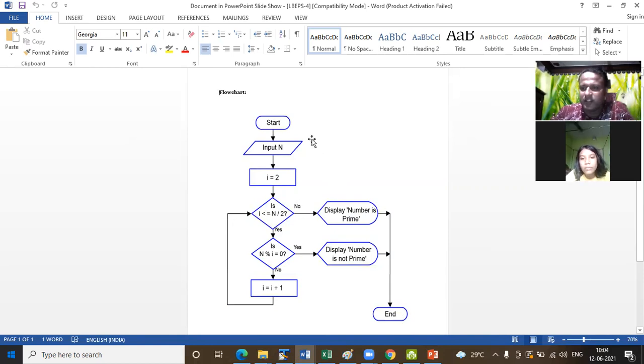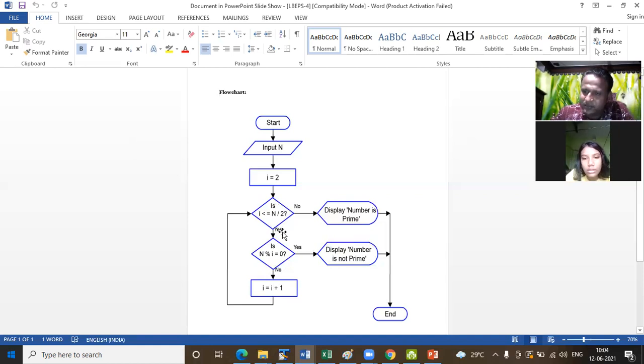And, okay. Suppose here I have taken 8. Start, input 8. Okay. i is equal to 2. Is 2 less than or equal to 8 by 2? 8 by 2 is 4. So 2 is less than or equal to 4. Yes, 2 is less than 4.